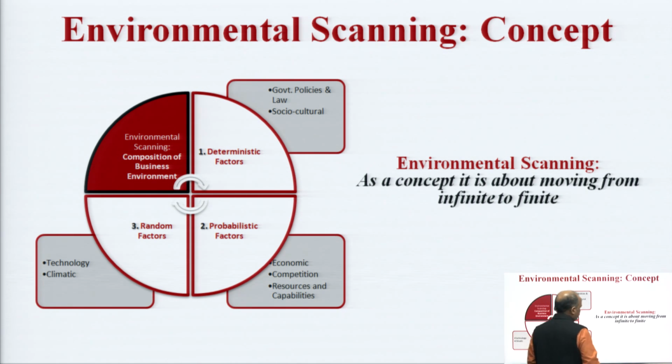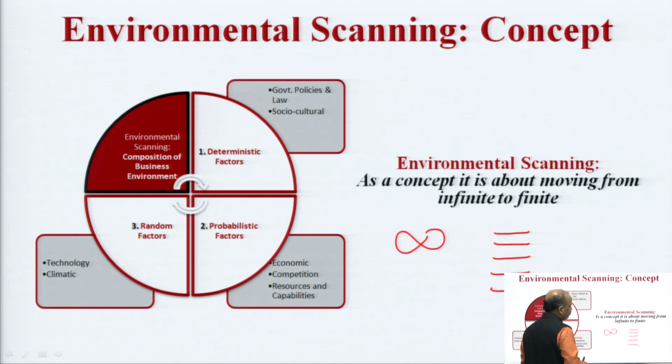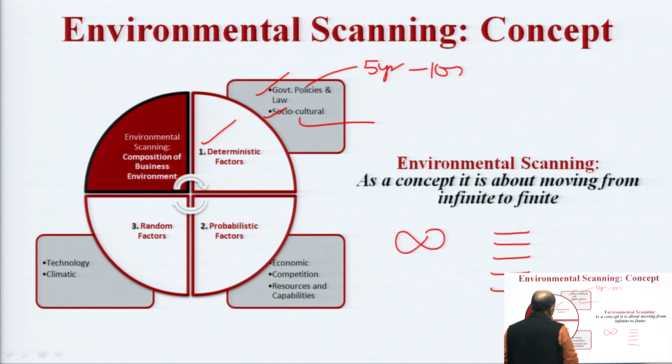Environmental scanning is a concept about moving from infinity to a finite list of factors that I need to be more concerned about. So, there are three categories of factors. One, deterministic factors, wherein things are less changeable. These are more certain, I would say. These include government policy. Any government policy lives for at least a 5-year or 10-year time. Similarly, the socio-cultural aspect. Then probabilistic factors, which are moderately changing, and then there are certain random factors like technology and climate. They have a high frequency of change.